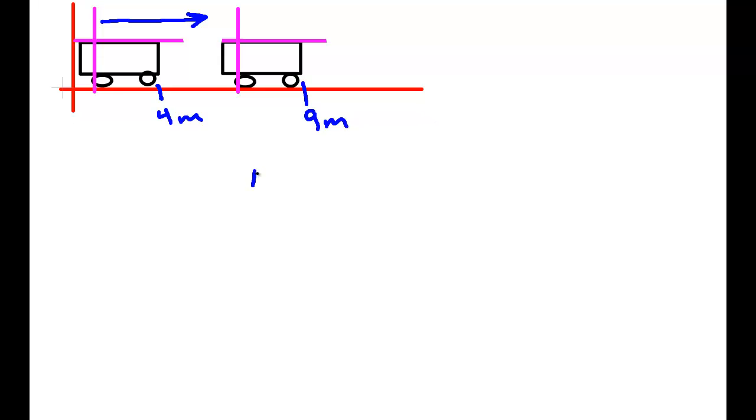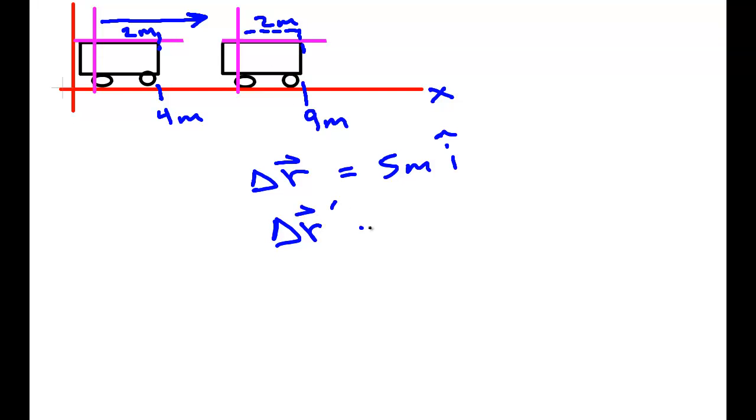So Tom would say that there was a displacement of 5 meters in the I hat direction, assuming that Tom says that's the x. But for Sue, if she measured on her axis this distance to be 2 meters, then when the cart gets over here, the distance will still be 2 meters. So Sue, because she's attached to the cart, would think that the cart has no displacement whatsoever. Again, assuming she defines that to be the x.